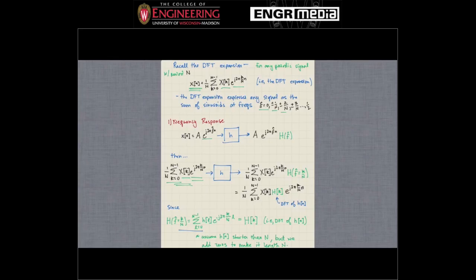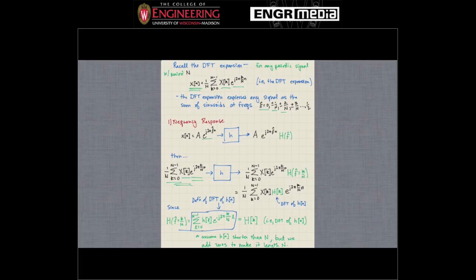If you look at this for a while, you realize, wait a second, this is just the definition for the DFT coefficients. It's the definition of the DFT of the impulse response h of n. So let's just call that h of k, and indeed that's the case.